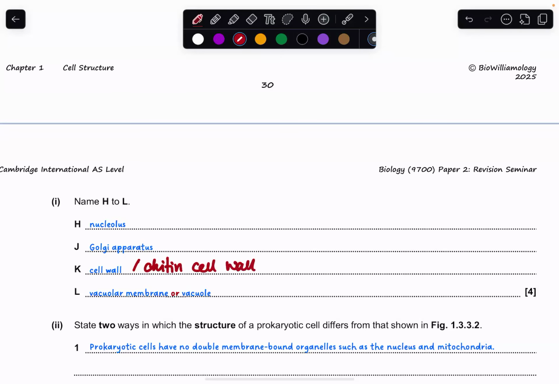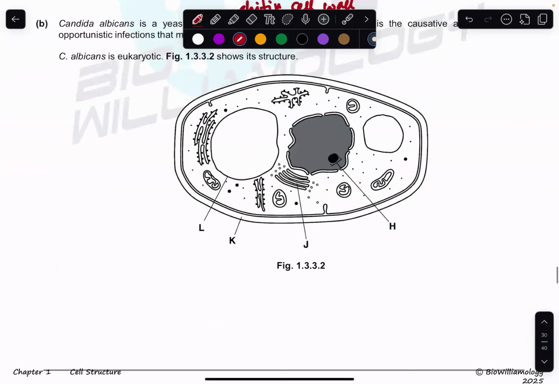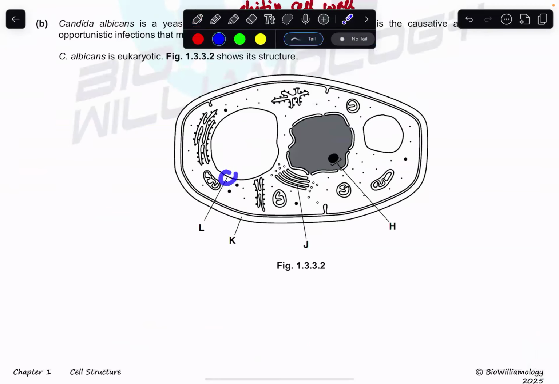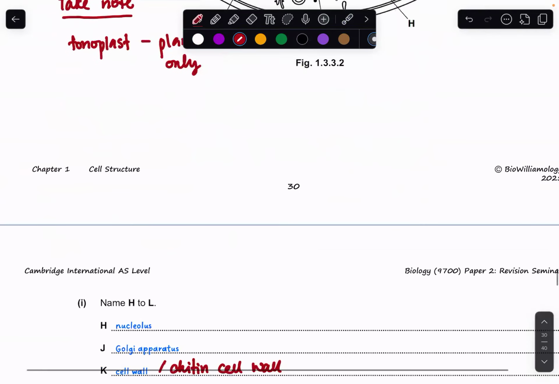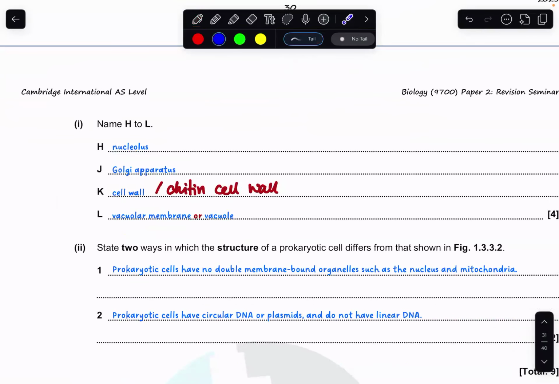Now L. Because L points to the membrane, a lot of students write tonoplast. Be careful, take note. Tonoplast is for plants only, you can find this in plants only. So the answer here we can just say is a vacuolar membrane. Just put it as a vacuolar membrane.